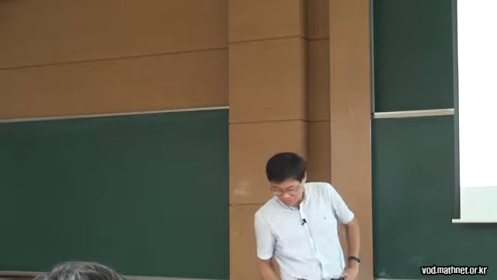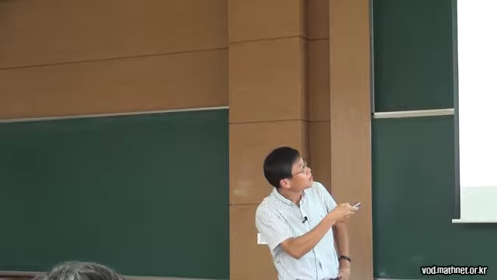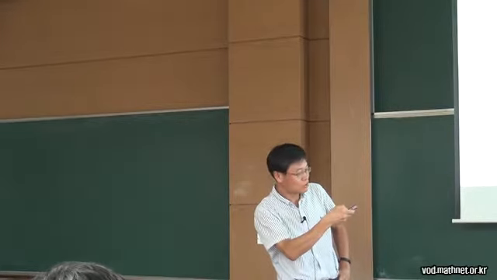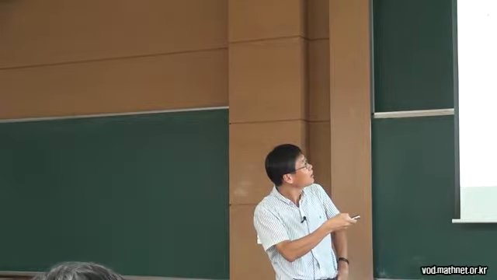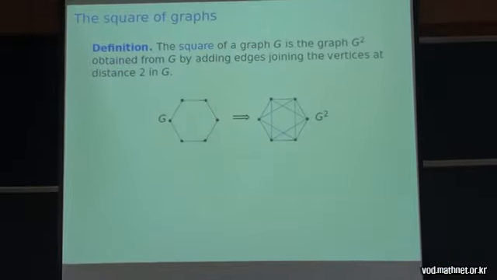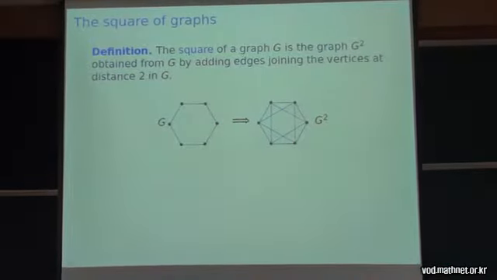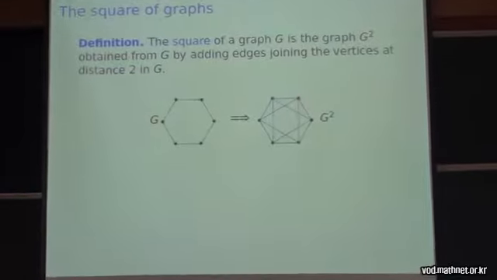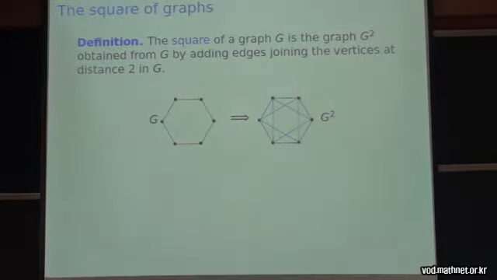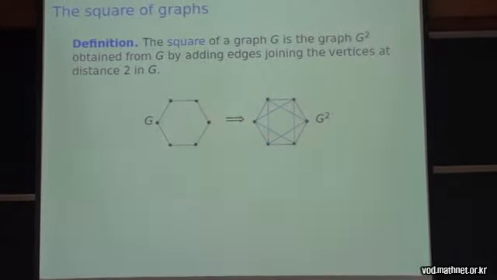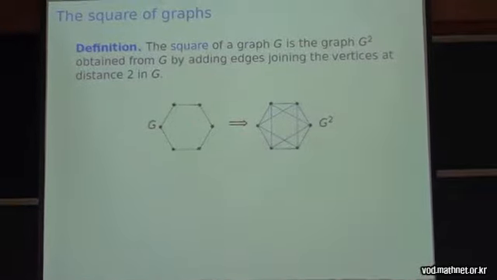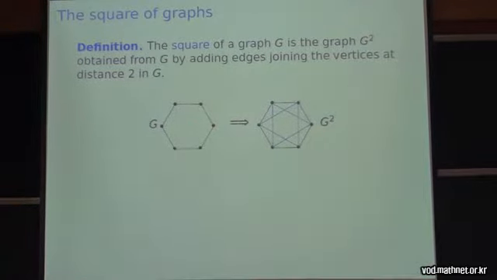So first, I'm going to explain what is the meaning of a square. The square of a graph is defined this way. The vertices are the same as the original graph, and two vertices are adjacent if their distance is at most 2. So the left side is the original graph, and the right-hand side is the square of the graph.